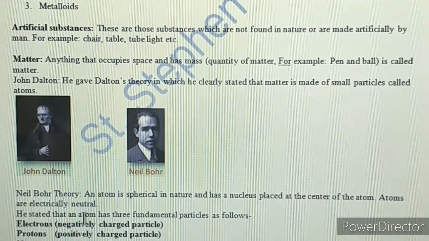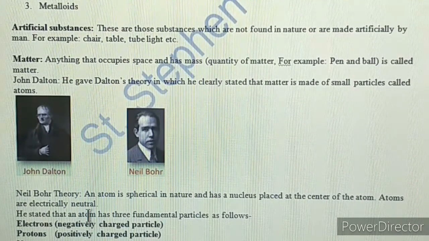Then one more great scientist, Niels Bohr. That Niels Bohr theory, that he said that this atom, it is spherical in nature. It is round in structure, spherical in nature, and it has also a nucleus placed in the center of the atom. You know that our human body, animal body, or plant body, it is also made up of one kind of structure, and that is the cell. The smallest part of a living body is what? A cell. So the Niels Bohr theory said that an atom is also spherical in nature, and it has a nucleus placed at the center of the atom.